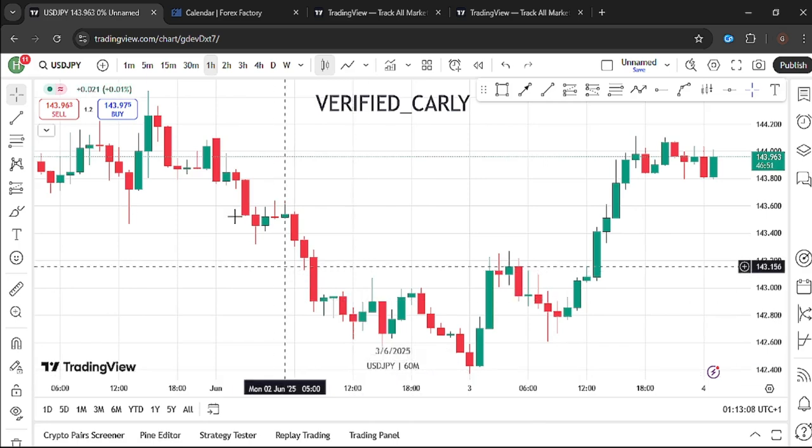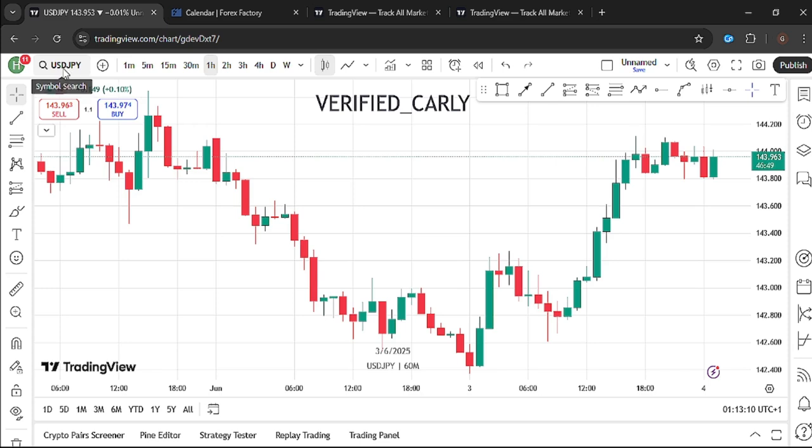So firstly, look at this search bar. We call it symbol search. It is used to search for any pair. I just want to introduce you guys to the interface of the application. So this search bar is used to search for any pair that you want to analyze.